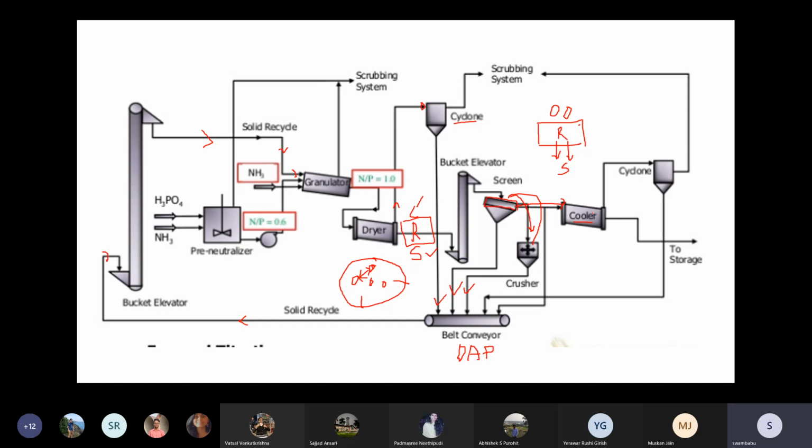So a simple process: pre-neutralizer, granulator, dryer, and sieving screening system. These are the unit operations, and reaction is used in this diammonium phosphate. Pre-neutralizer is a simple CSTR, then granulator is a mechanical unit operation, dryer is another unit operation, then cyclone separation and screening. Very simple flow sheet.